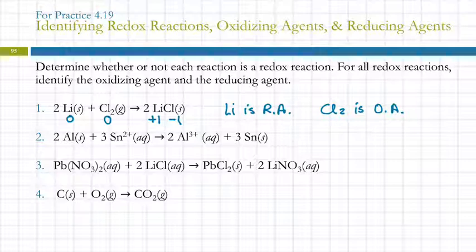Let's look at number 2. Is number 2 a redox reaction? It is, right? So here we've got aluminum, the element, and here we have aluminum ions. Here we have tin ions and tin atoms. Their charges changed. That's got to be a redox reaction. Okay, so let's look at what happened to aluminum. Aluminum went from 0 to +3. Did it gain or lose electrons? Gained electrons. It lost electrons.